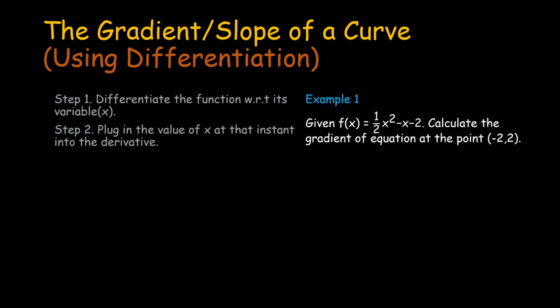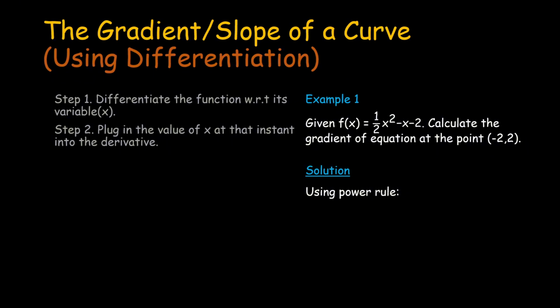Given f of x is equal to half x squared minus x minus 2, calculate the gradient of the equation at the point -2, 2. So we are going to use the power rule to differentiate this function, which is basically looking at the power of x of each term, multiplying that term by its power and then subtracting 1 from the power.